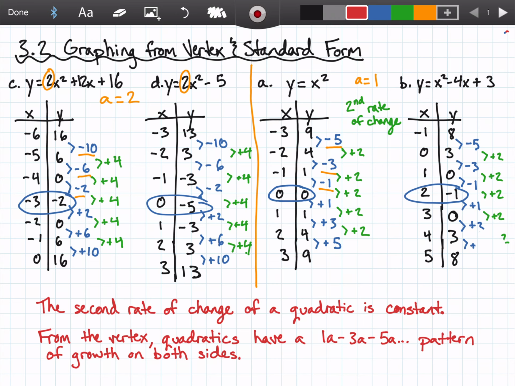This is what I want you to take away from this: this 1a, 3a, 5a pattern is the rate of change of a parabola. And so I'm going to show you an example of what that looks like on the next slide. I'm going to give you some equations and tell you the vertex, because basically if you know the vertex and you have the a value, you should be able to graph.